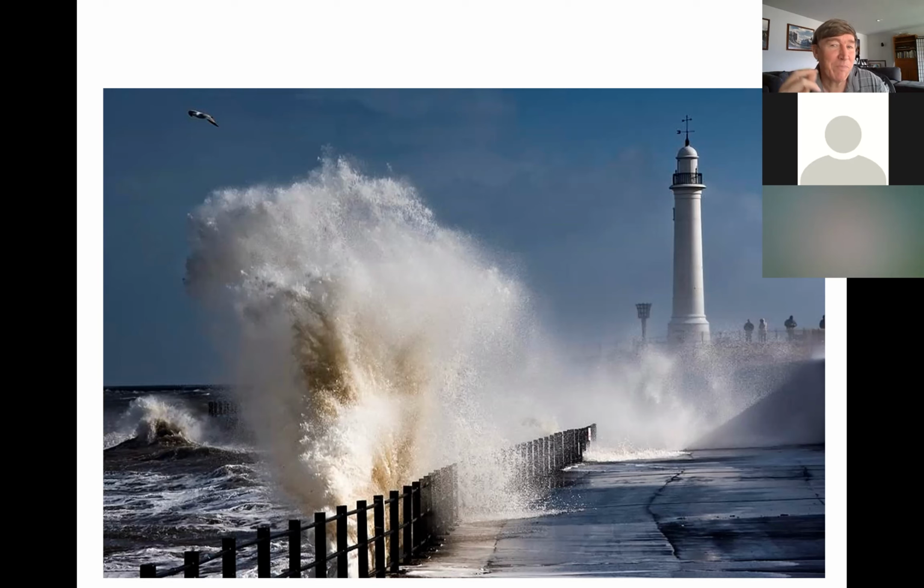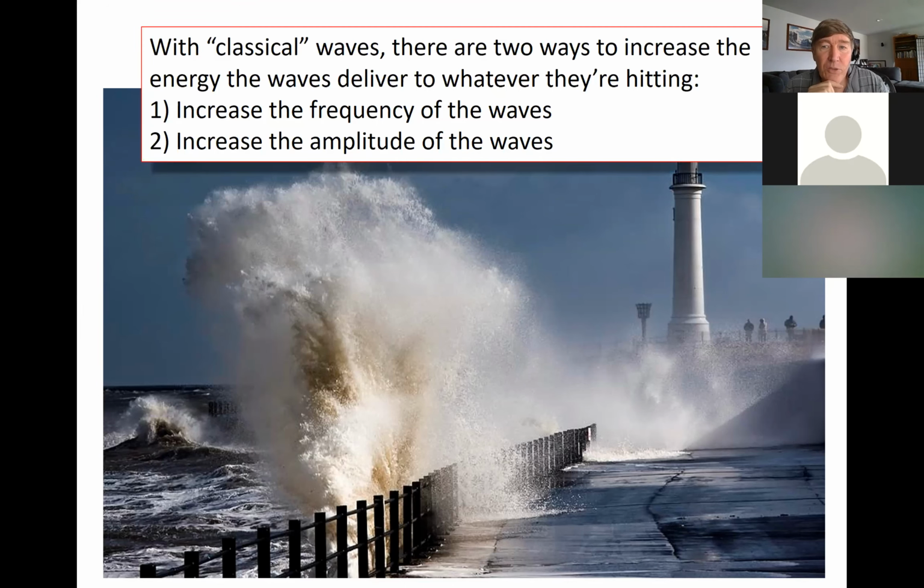Okay, so sound like a good thing to do? Hopefully you realize there are two ways that you could do that. With classical waves, like ocean waves and sound waves and the kind of waves that people are used to, there are two ways that you can increase the amount of energy that these waves are delivering to whatever they're hitting. Because remember, my boat is parked right here, and as Poseidon, your goal is to make the waves destroy my boat. So two ways you could do that.